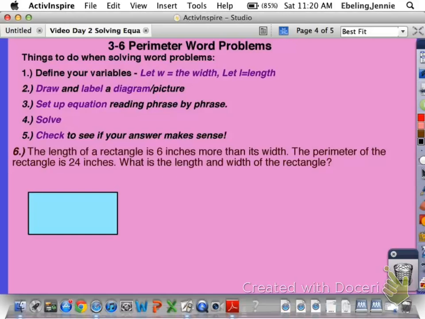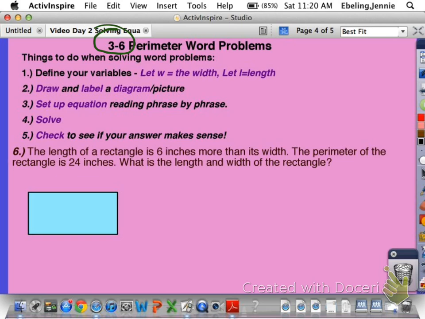Okay, this is day 2, but this is the second part of day 2. What we're going to talk about are perimeter word problems. We're going to set these equations up. I did put the section number here, 3-6, so if you need a reference, you can go to your textbook and check out section 3-6 where it explains it and some more examples than what I've provided here.